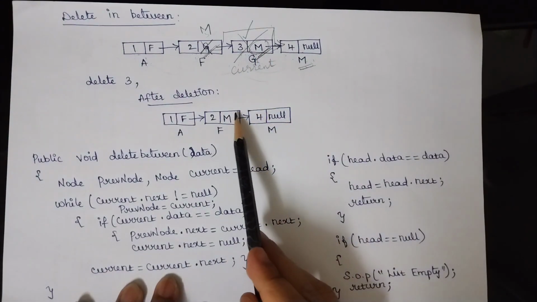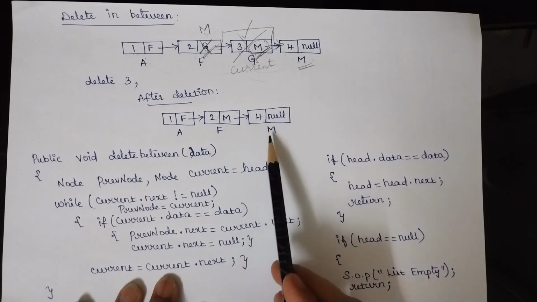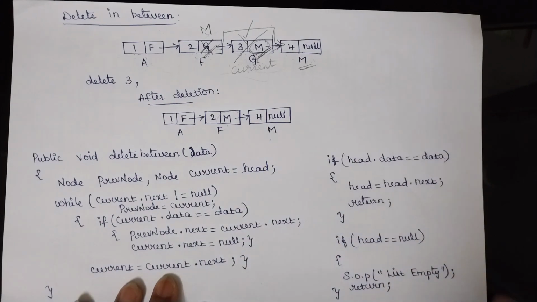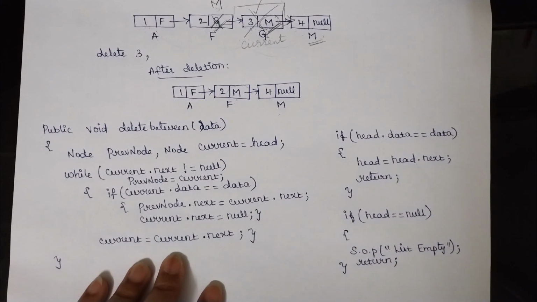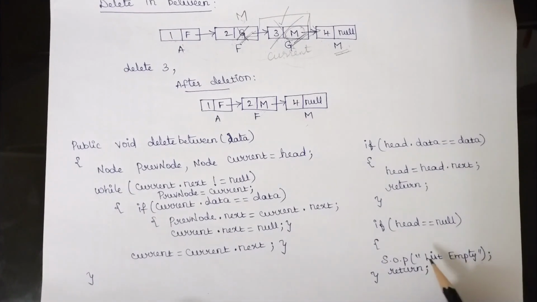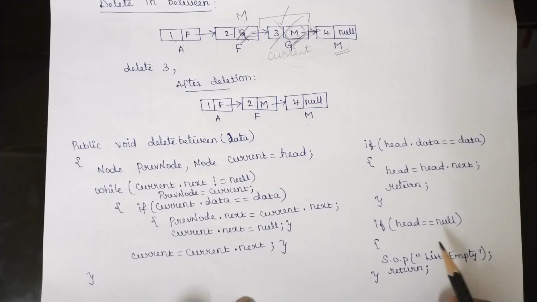You can see this address gets changed to M. So how do we write it in Java code? For performing deletion, as usual, first we will check whether the list is empty or not. For checking that condition, we have this: head is equal to null. If it is equal to null, just return some statement like list is empty, we cannot delete.